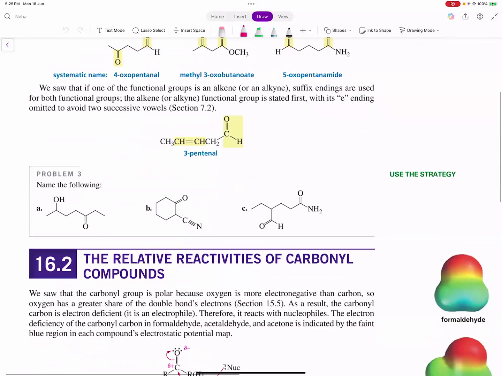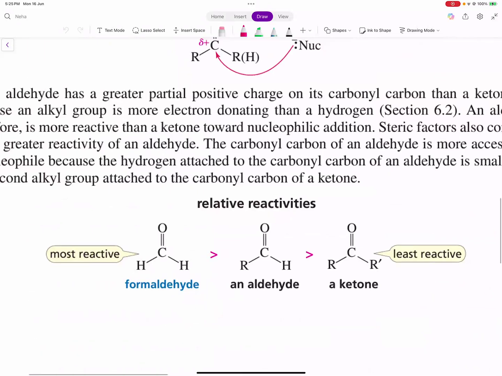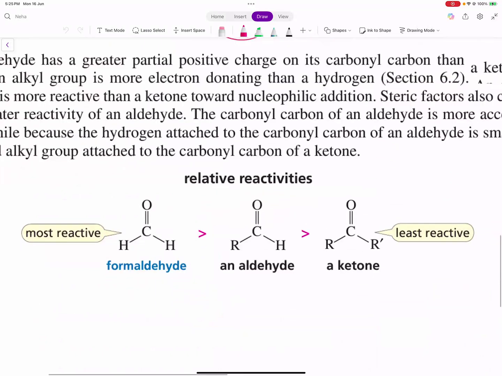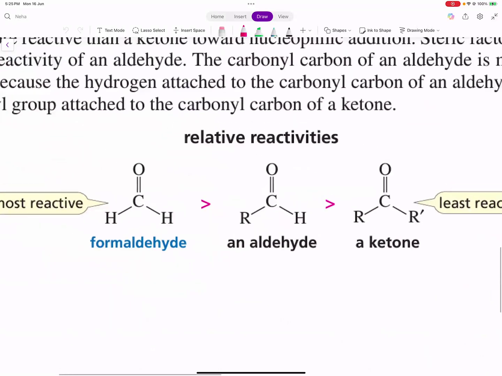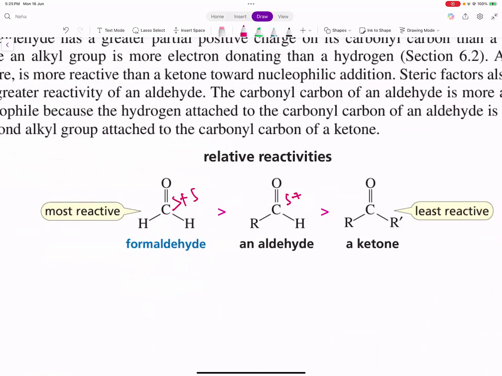Now the relative reactivity. Most reactive will be formaldehyde, then aldehyde, then ketone. Why? Because the greater the positive charge on the carbon, the more attack will occur there. Here it will be delta plus; here two groups will destroy the positive charge, while only one can destroy less. So electron withdrawing groups will increase the reactivity of aldehydes and ketones, because the positive charge will intensify and the nucleophile will attack faster. And electron donating groups will decrease the reactivity.